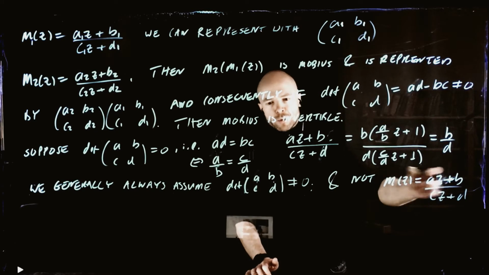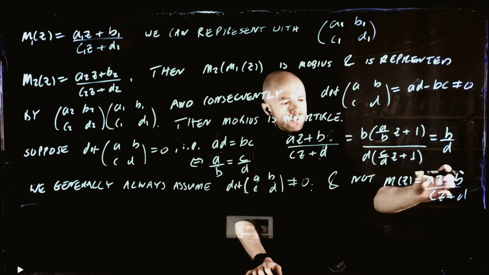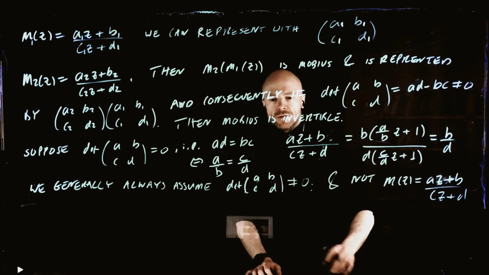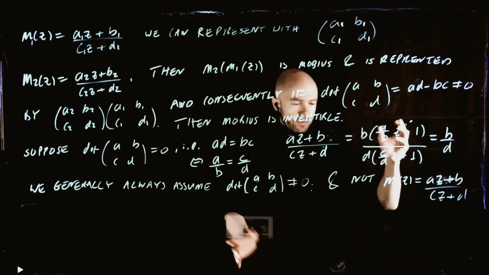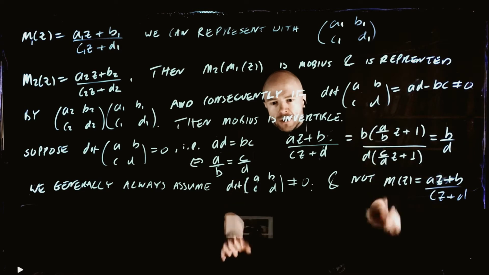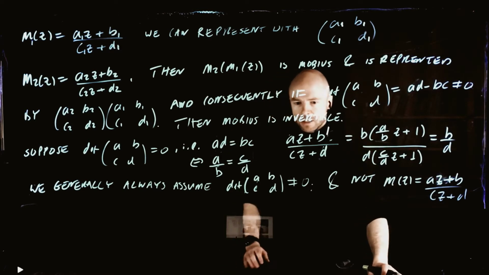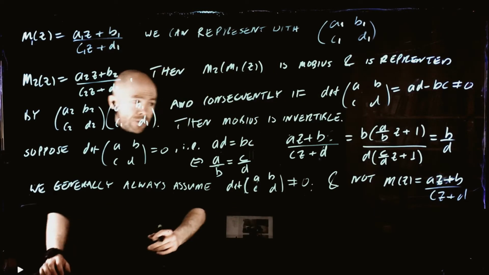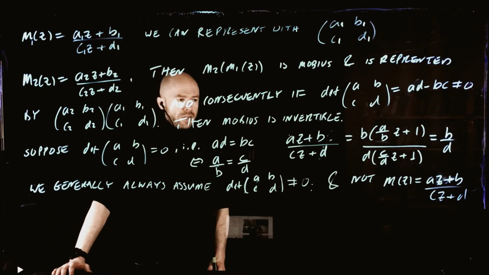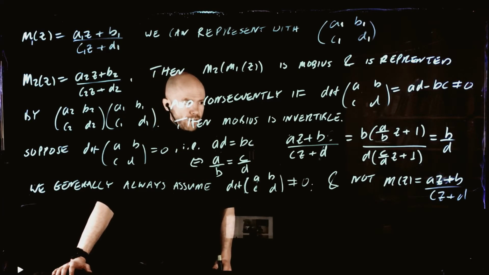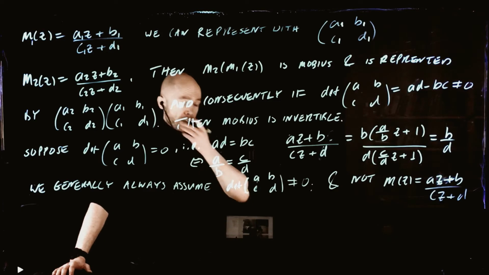We could just multiply top and bottom by any complex number, right? So a common thing to do is to divide by the determinant of this matrix so that we have a unique representation, right? So that's sometimes what you see. Okay, so that is all cool properties about these guys.